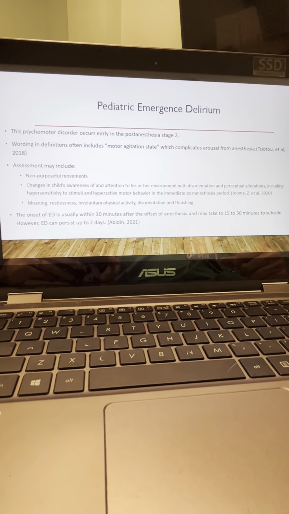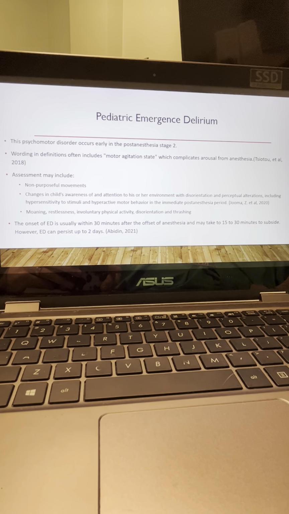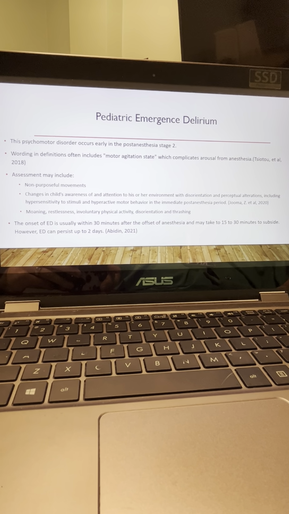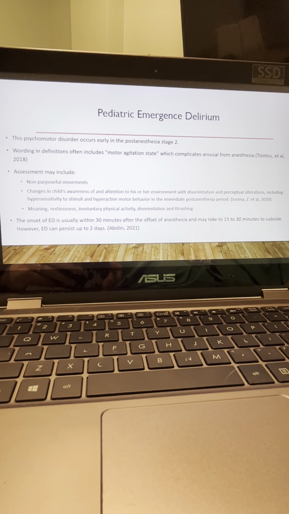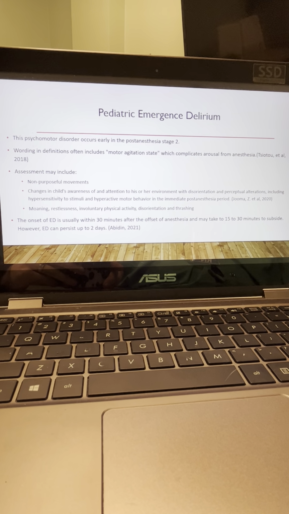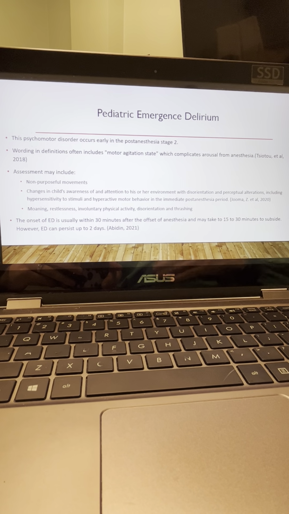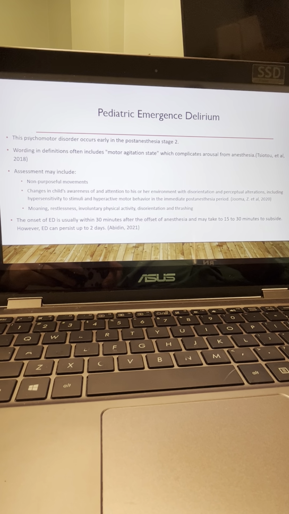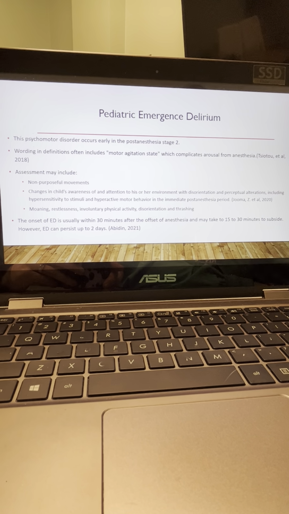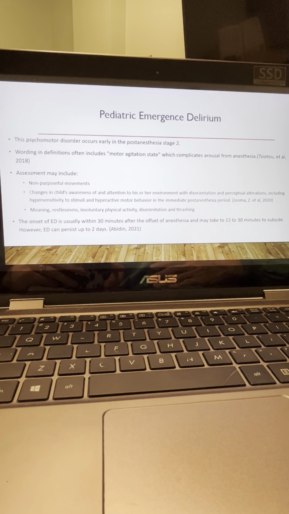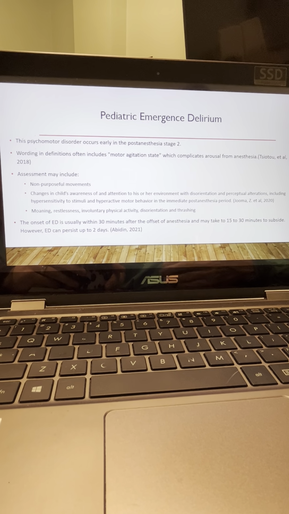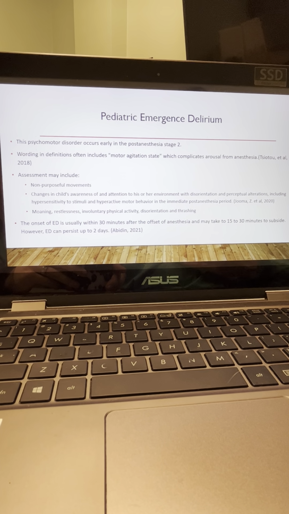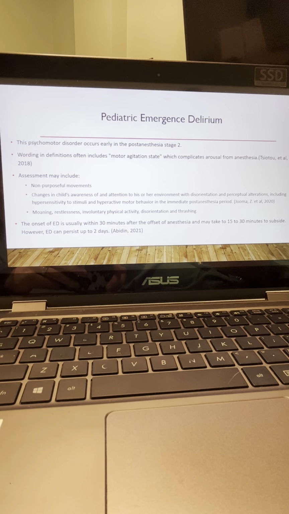So what is pediatric emergence delirium? This is a psychomotor disorder that occurs usually early in the postoperative and post-anesthesia stage 2. And so basically it's a motor agitation state, complication from anesthesia. What you're going to see is non-purposeful movement. You're going to see changes in the child's awareness and attention to his environment, and disoriented. They may be in their mother's arms and keep screaming, "Mama, mama, mama," not really realizing where he is. They can be hypersensitive or they could be hyposensitive. Typically, we see hyper where we are to stimulation.